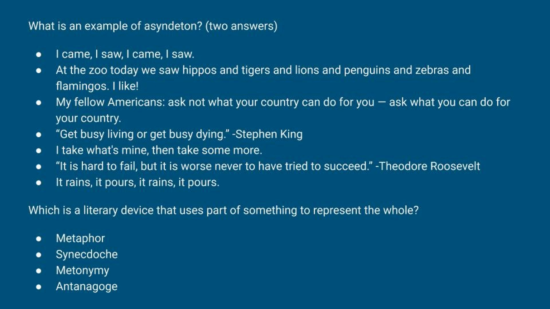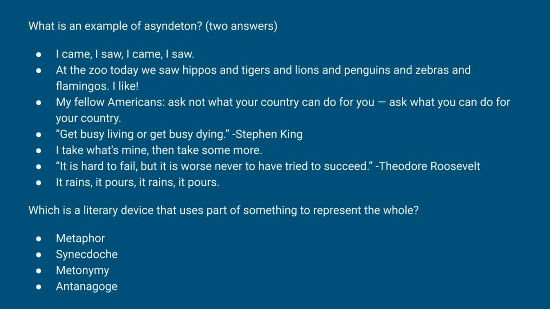Next question. What is an example of a syndeton? "I came, I saw, I conquered." "At the zoo today, we saw hippos and tigers and lions and penguins and zebras and flamingos." "My fellow Americans, ask not what your country can do for you, ask what you can do for your country." "Get busy living or get busy dying." "I take what's mine, then take some more." "It is hard to fail, but it is worse never to have tried to succeed." "It rains, it pours."